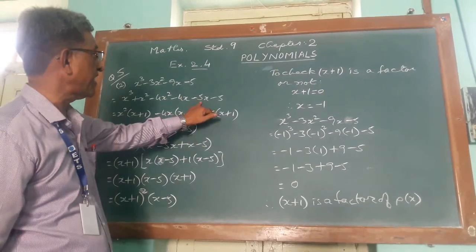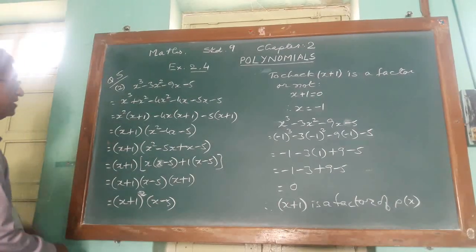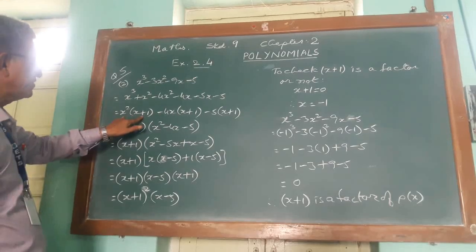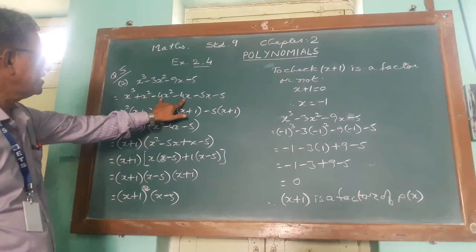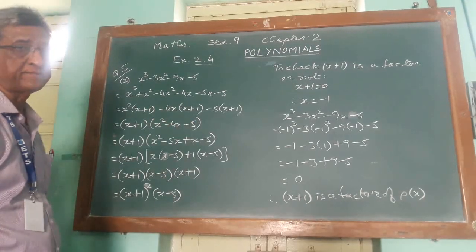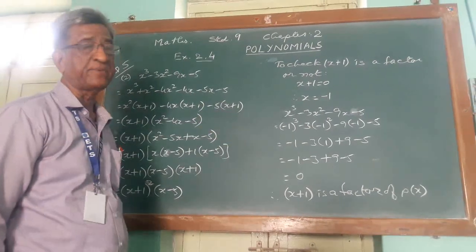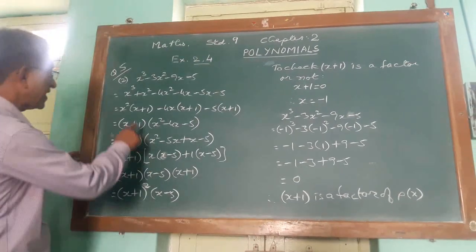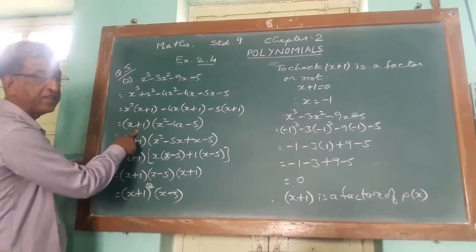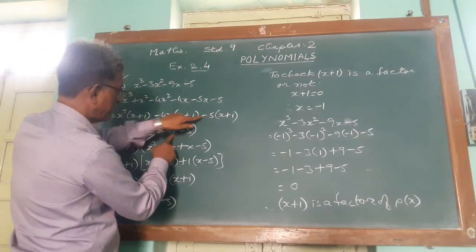So if you take out 5 common, you will get x plus 1. So here x square is common, so x square into x plus 1. Here minus 4x is common, minus 4x into x plus 1. Here you have minus 5 common into bracket x plus 1. Now common bracket x plus 1 is written here, and all the numbers outside the bracket, x square minus 4x minus 5.